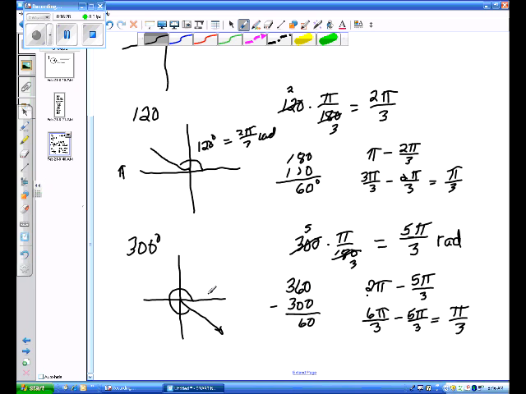Then all you have to do is to figure out which quadrant you're in. And we'll look at that in a little bit so that you can get an easier idea of knowing which quadrant you're going to be in.